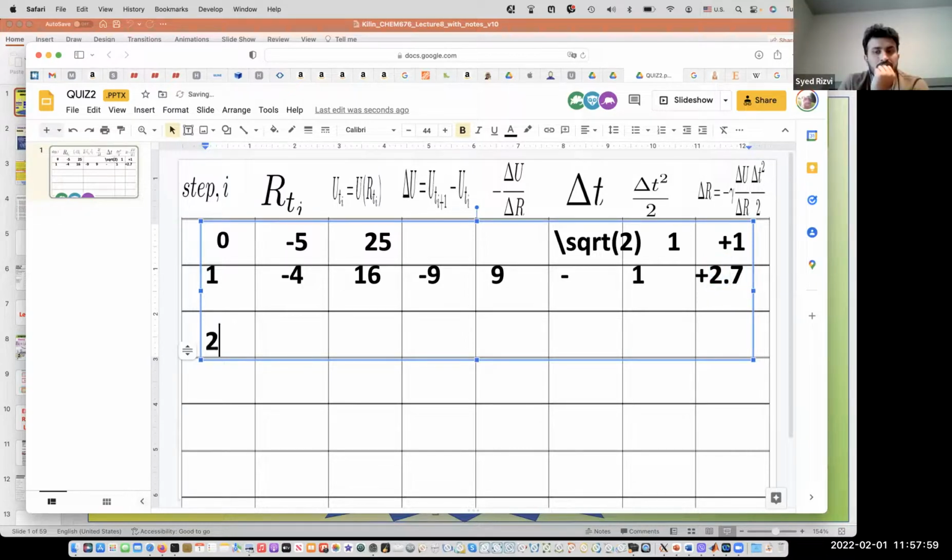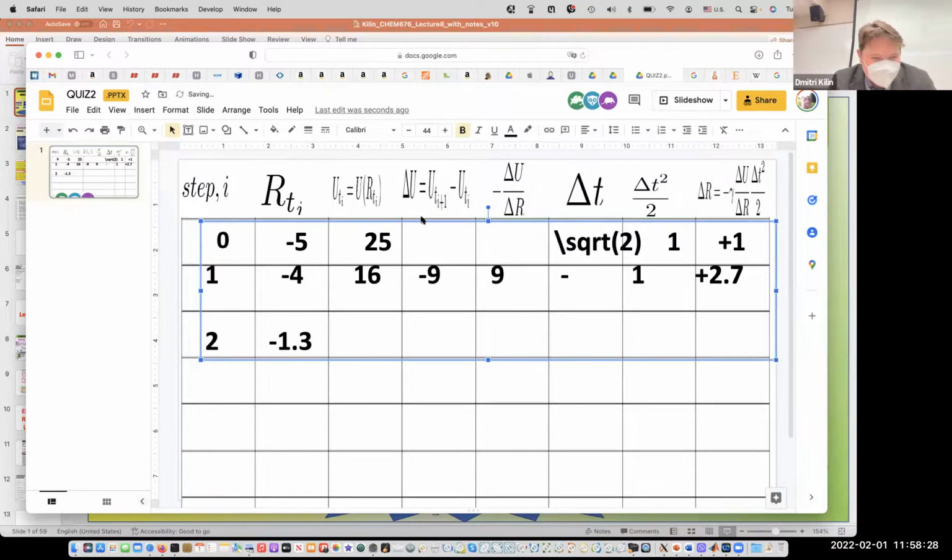Now for step number 2, our new position will be -4 plus 2.7, right? So it will be minus 1.3. Yeah, correct. And then we need to compute minus 1.3 squared. Now it becomes too complicated, and I pass the calculations to you. So please take your calculators and let's try to continue together.